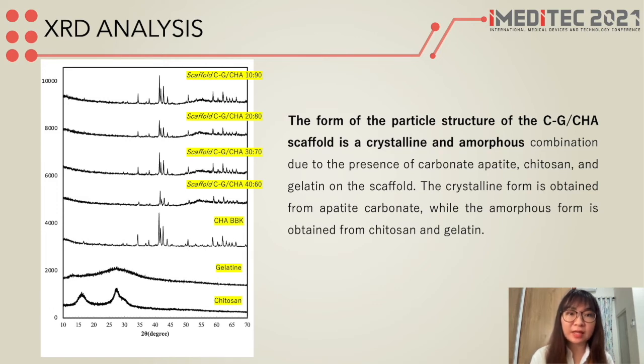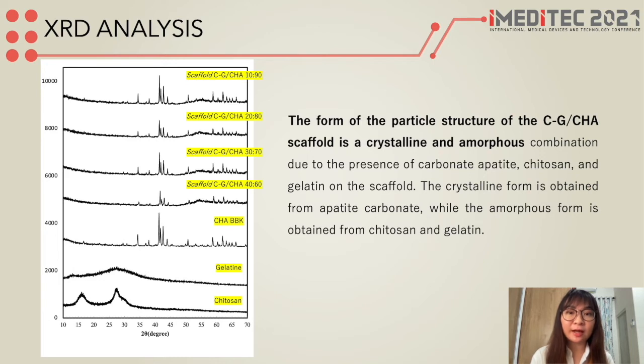The result of the study were due to the sloping diffraction because of signal from the amorphous polysaccharide. Carbonate hydroxyapatite has clear peak pattern, indicating that it has a crystalline form. The pattern of the composite scaffold from various ratios were firm and sloping peak.